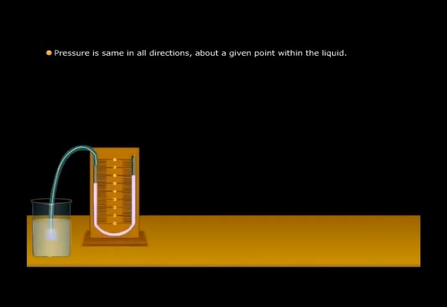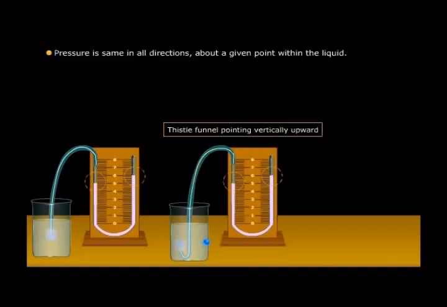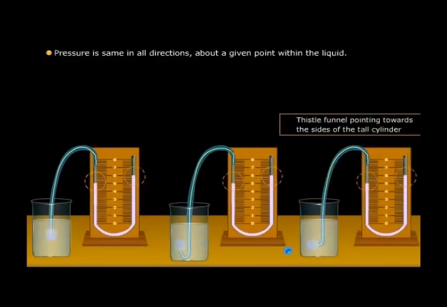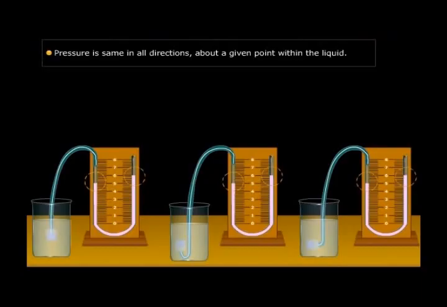Lastly, we record the difference in the levels of the liquid columns with the thistle funnel pointing vertically downwards, then vertically upwards, and towards the sides of the tall cylinder for the same depth. You realize there is no change in the level of the liquid column. Therefore, pressure is the same in all directions about a given point within the liquid.